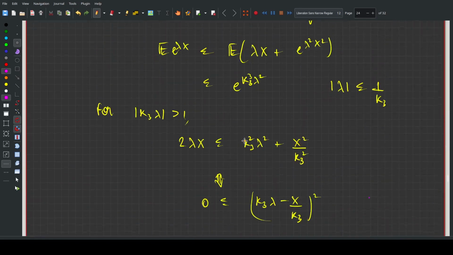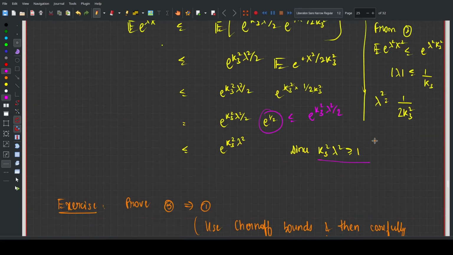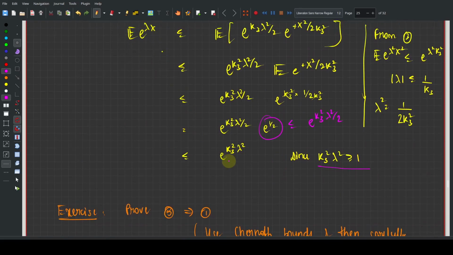Okay. So in the first part, I have the moment generating function, the expected value of e to the lambda x, to be less than or equal to e to the k3 square lambda square for all lambda less than or equal to 1 by k3. And now I have the moment generating function to be less than or equal to e to the k3 square lambda square for all lambda greater than or equal to 1 over k3.